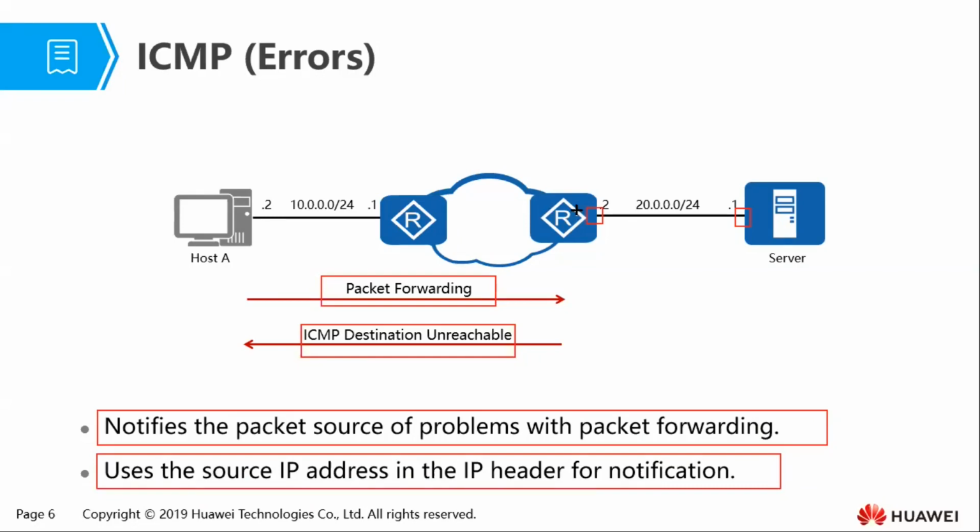Where did this packet come from? Then it's going to send that particular source a message that, hey, we could not find this destination, with a particular ICMP message, as we are going to see in the next slide.